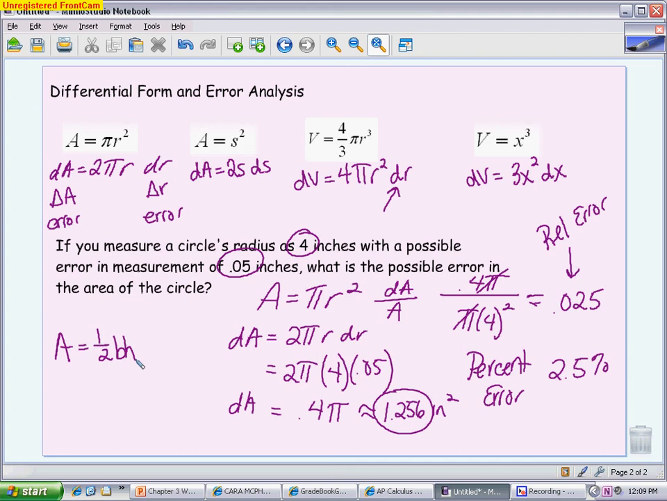Other than that, it's a lot of just plugging in and then seeing, okay, here's my error. Is it good or bad? Well, let's compare it to if I was perfect and write it as a percent, because a lot of times percent error makes a lot more sense to people to say I was off by 5% or I was off by 1%. And that is what will be done here.